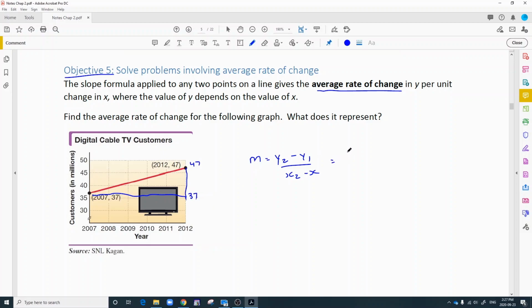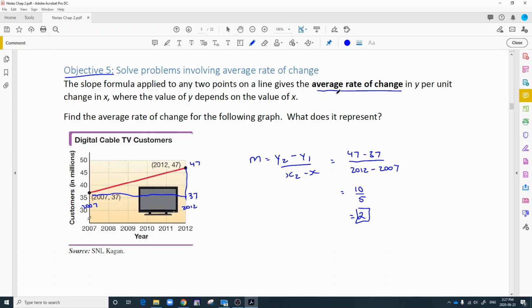So the change in y would be 47 minus 37. And this is over the change in x. It goes from 2007 up to 2012. So you're going to do 2012 minus 2007. If I plug this into a calculator, I get 10 divided by 5, which is 2. So I have a slope of 2, and the reason I'm showing you this now is I want to talk about what that is.